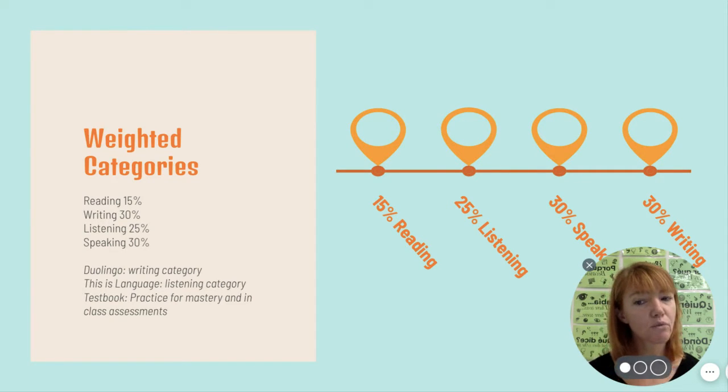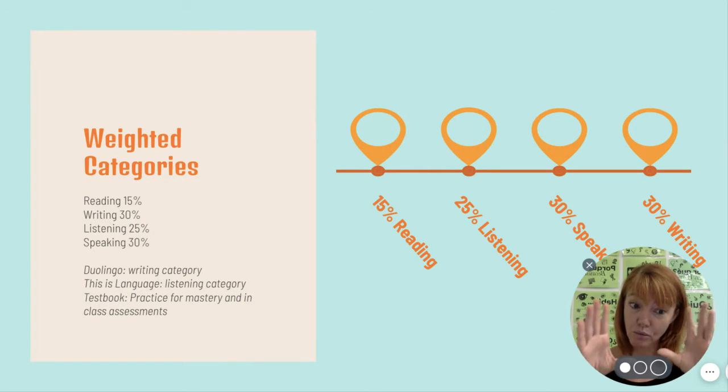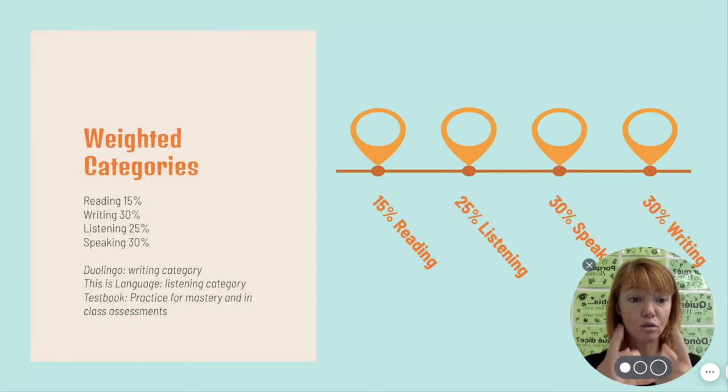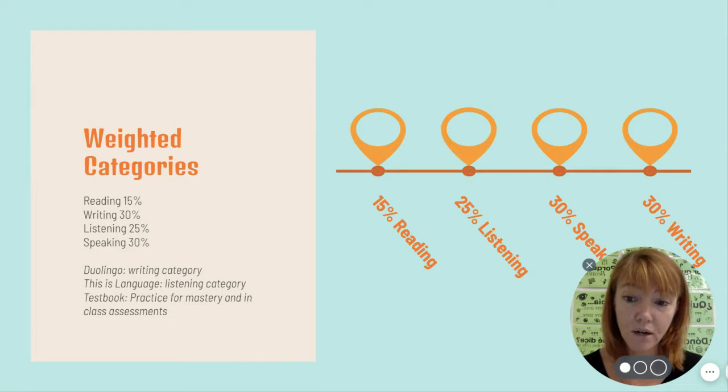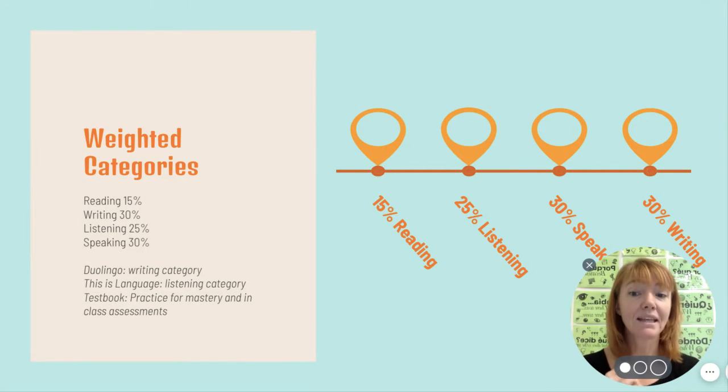So you can see that writing and speaking, the skills where you produce something, right? You speak or you write, are the ones that are the most important in the beginning. And then listening and reading, where you're interpreting information, you have to hear it or you have to read it and understand it. Those are a total of 40% together.